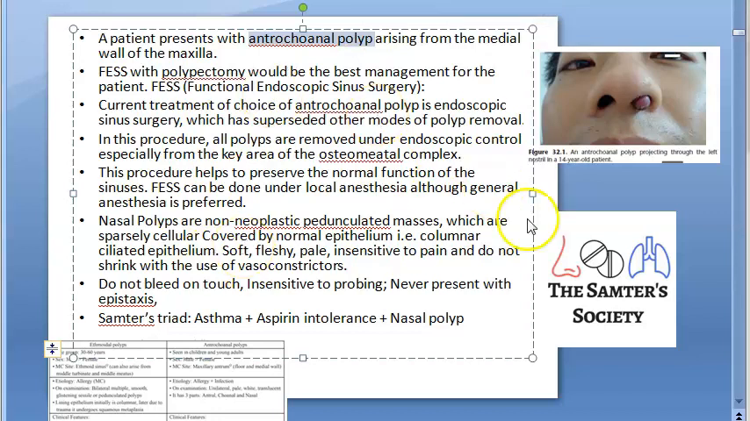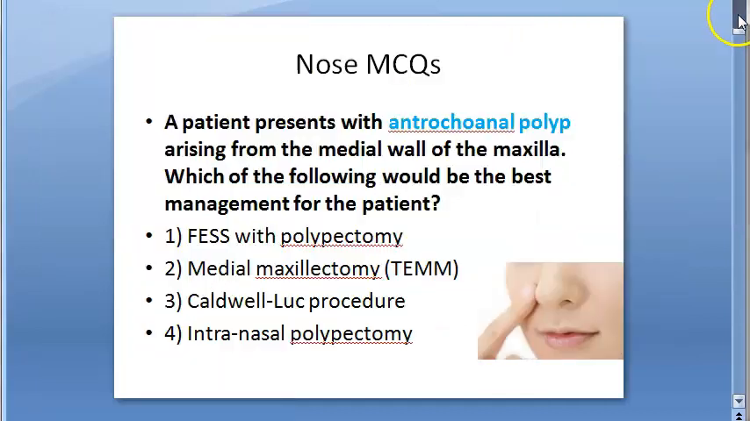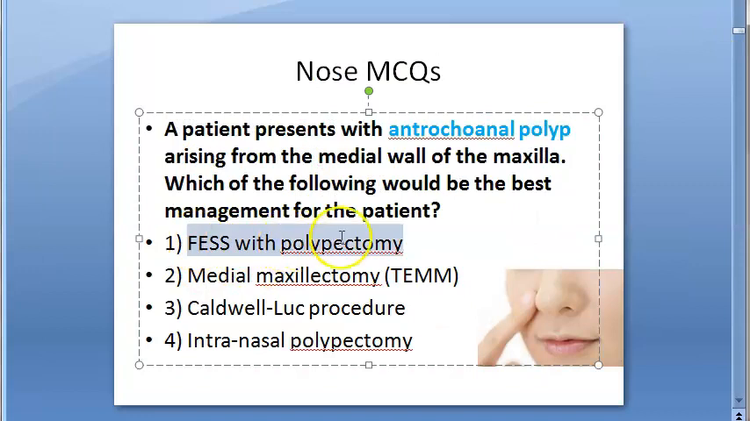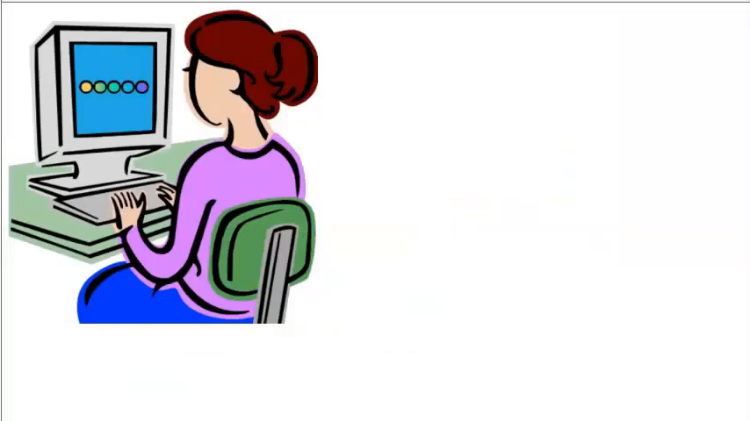When it comes to the treatment, they are talking about endoscopic sinus surgery. Okay. So it has superseded all other types of polypectomy, etc. The other things they talk about in treatment is the Caldwell-Luc operation, etc. for recurrent cases. So mainly you have to do what? Endoscopic sinus surgery. How's it going, people? Shall we move to the next MCQ?